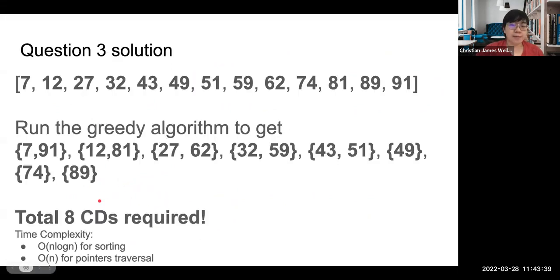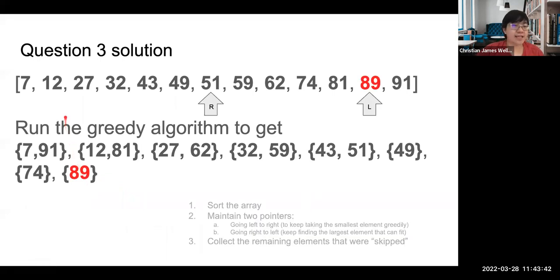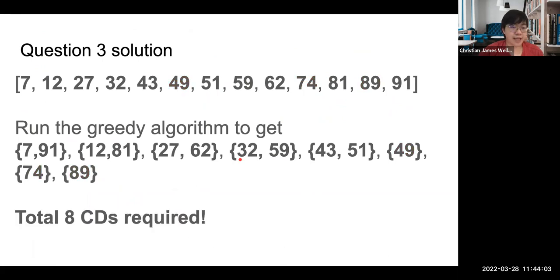So I'll just quickly mention it again. First, sort the array. Second step is to maintain two pointers, from left to right and right to left. The one from left to right is to keep taking the smallest element greedily, until you keep finding the best fit. And once you cannot, you collect the remaining elements that were skipped. So that's this question.